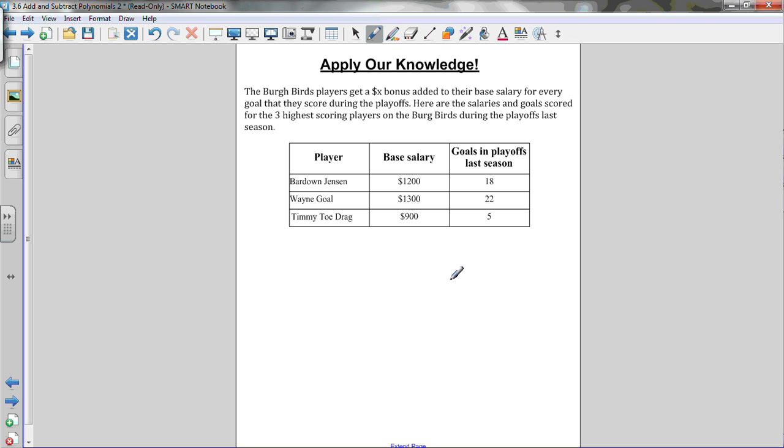and he scored 18 goals. Wayne gets a base salary of $1,300, and he scored 22 goals. Timmy Toedrag gets a base salary of $900, and he scored 5 goals. So let's write an algebraic expression about the amount of money each of those players would earn.